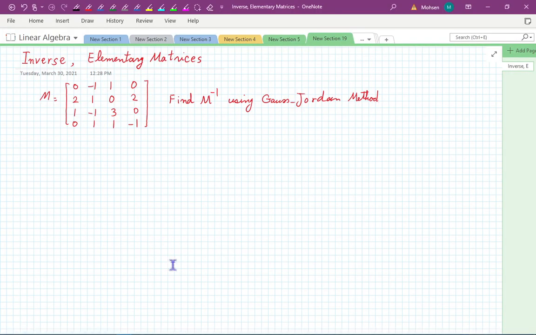So, inverse of a matrix and elementary matrices. Here I have chosen a matrix from one of your homework problems to find the inverse of. Another demonstration of the Gauss-Jordan method. We said we go ahead and try to eliminate items below the main diagonal and above the main diagonal and create an identity matrix out of M. Meanwhile, do the same thing to identity, and that is going to give us the inverse.